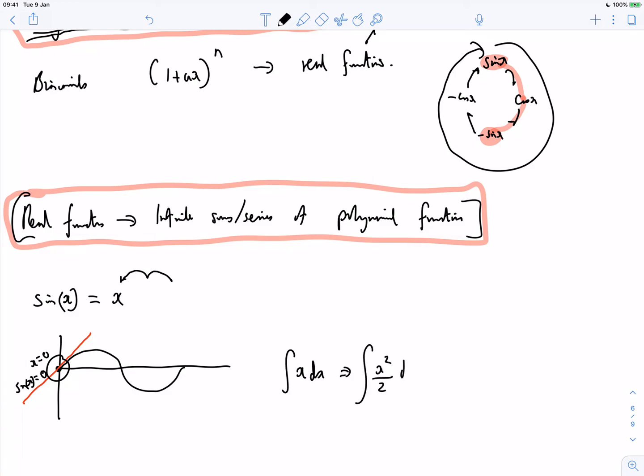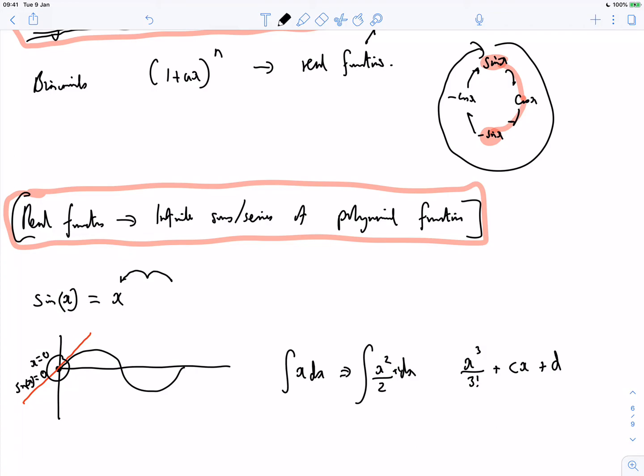And then if I integrate that, well, plus a constant. And then if I integrate that again, I'll get x cubed over 3 times 2, which is 3 factorial, plus another function of x, plus a different constant of integration.